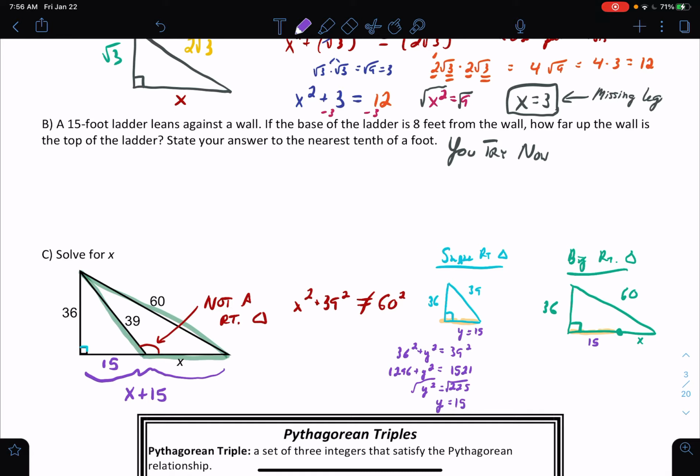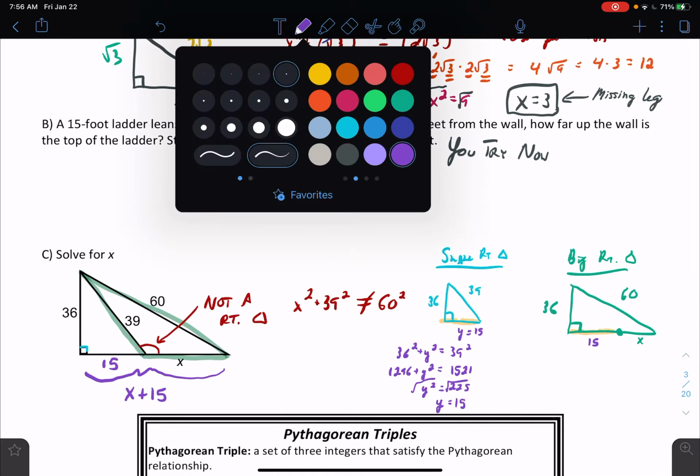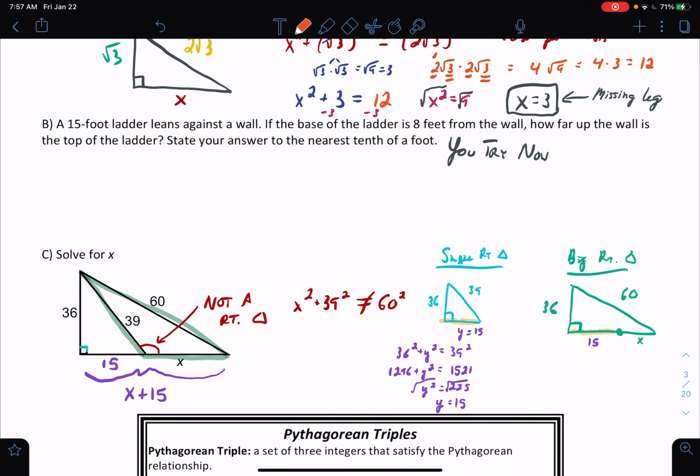So now we're still trying to solve for x, right? We're slowly getting there. But now that I've got this big right triangle, and I know that this is x plus 15, let's set up Pythagorean theorem again. We have 36 squared plus the other leg, which represents x plus 15 squared, and here we need parentheses, equals my hypotenuse squared, which is 60 squared.